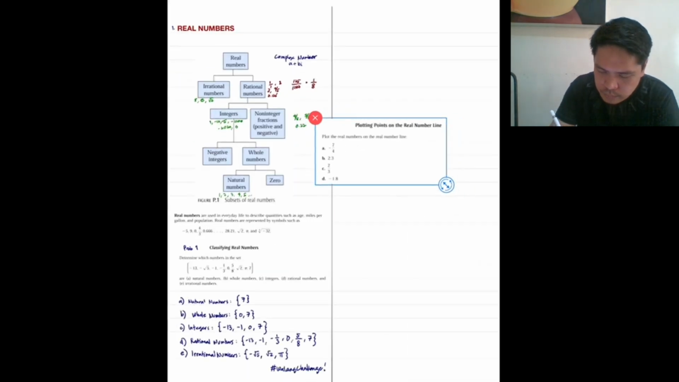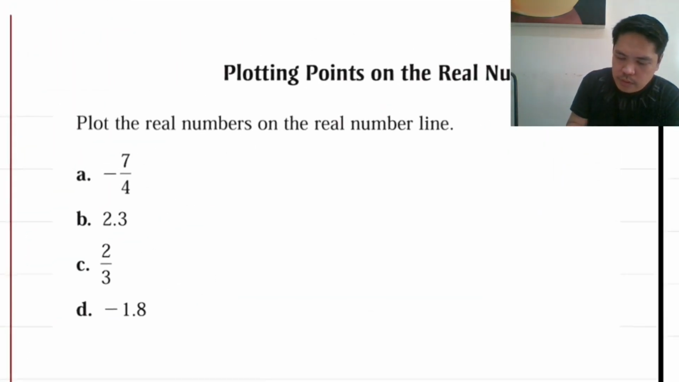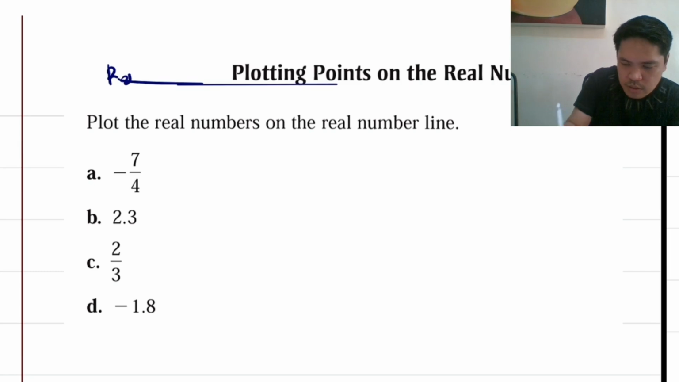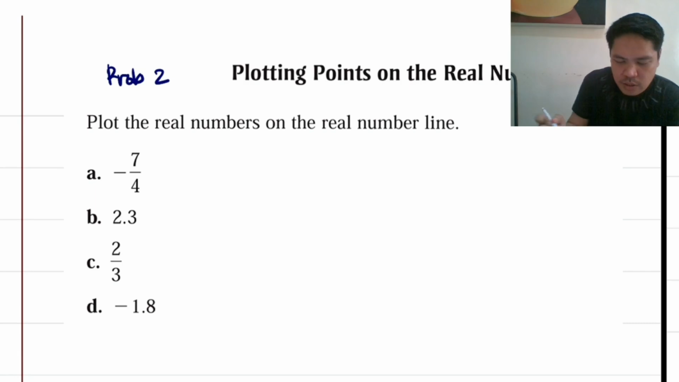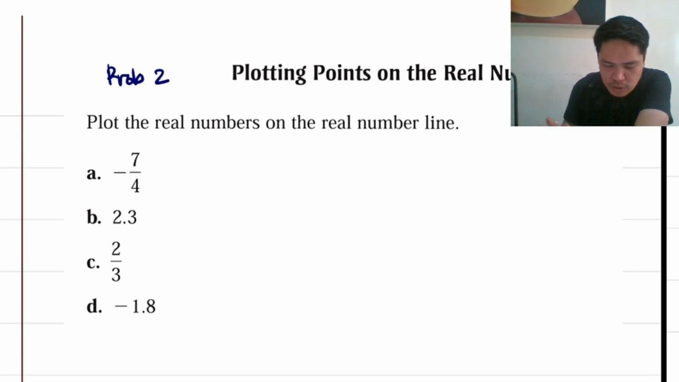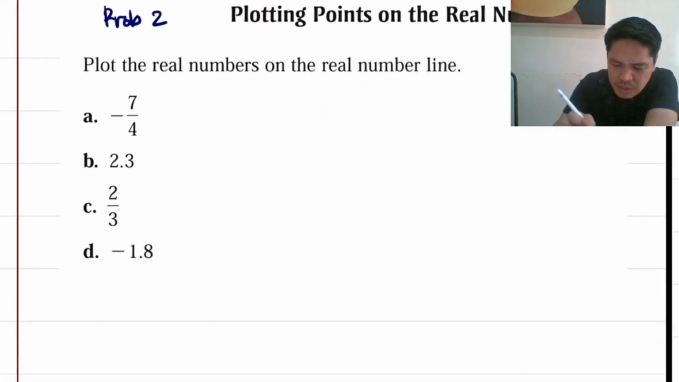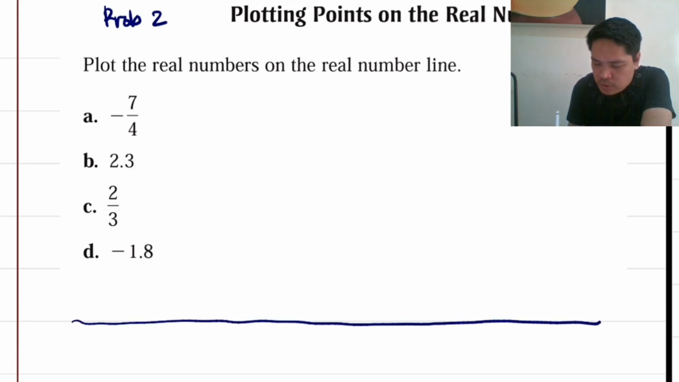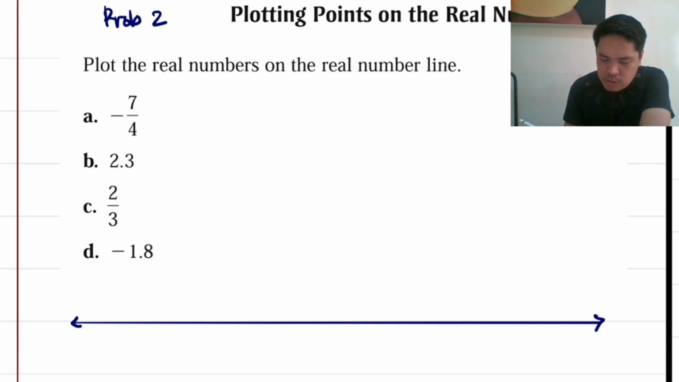So let's try this one. Let's try to plot these numbers on the real number line. We'll start with very easy topics, then progress to more complicated ones. The real number line is a horizontal line in which all points represent real numbers. Let's identify this as 0. All points on this real number line are real numbers, rational or irrational.